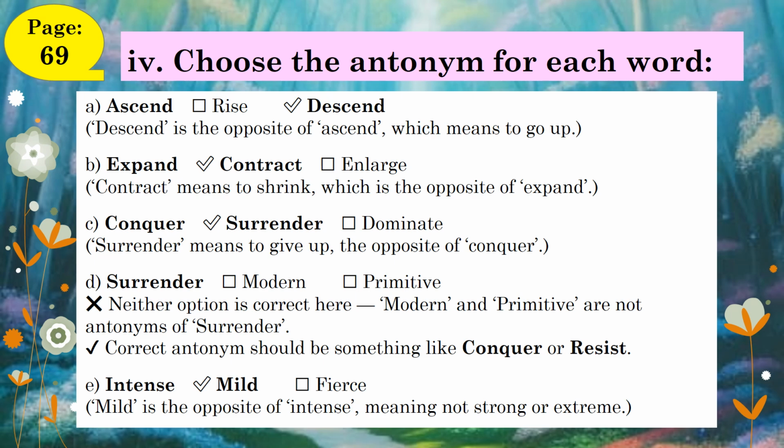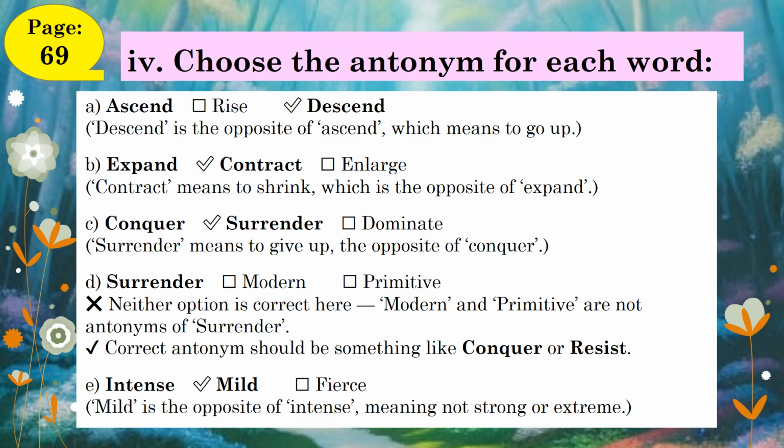3. Conquer. We choose surrender. Conquer means to win or take over. Surrender means to give up, the opposite action. 4. Surrender. Here's a tricky one. Neither modern nor primitive are correct antonyms for surrender. The correct antonym should be something like conquer or resist. Words that mean standing firm, taking control.